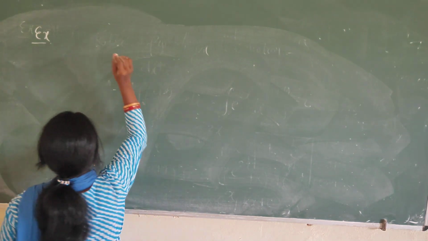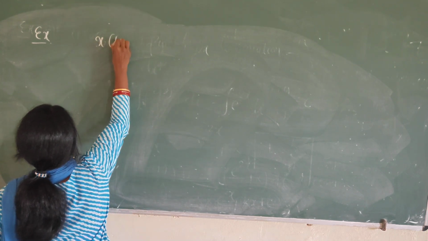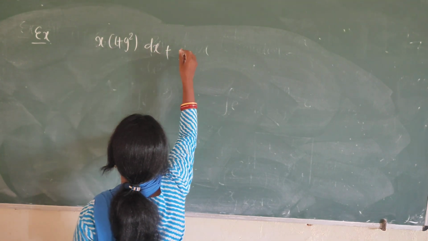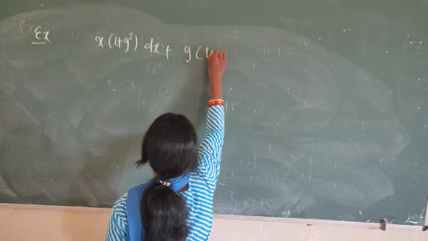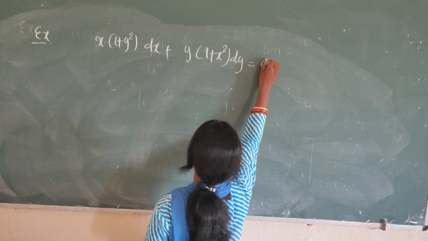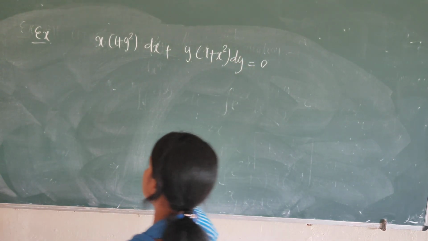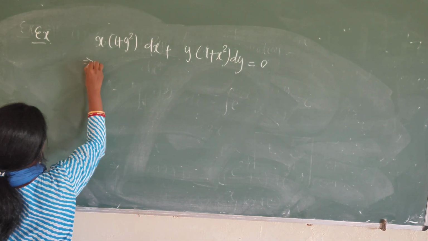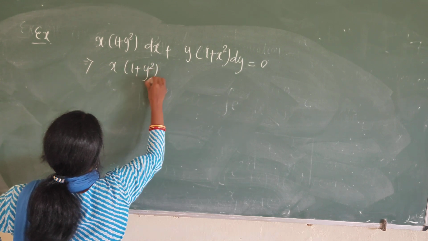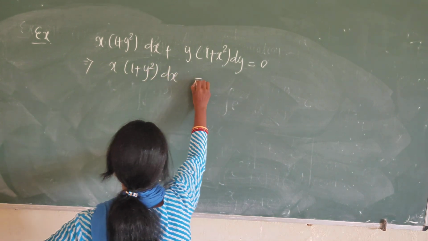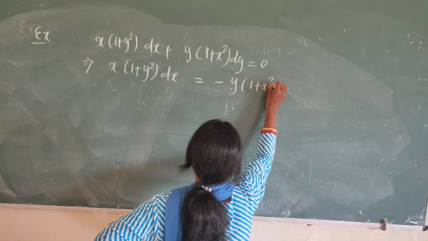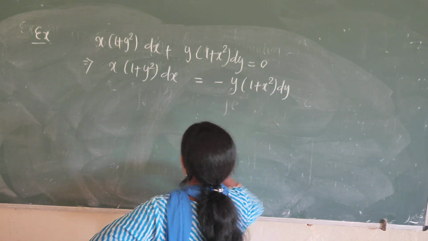Now let's do another problem. x into (1 plus y square) dx plus y into (1 plus x square) dy equal to 0. Now we have to separate our variables. x into (1 plus y square) dx equal to minus y into (1 plus x square) dy.